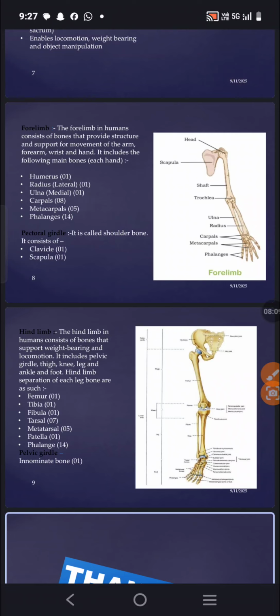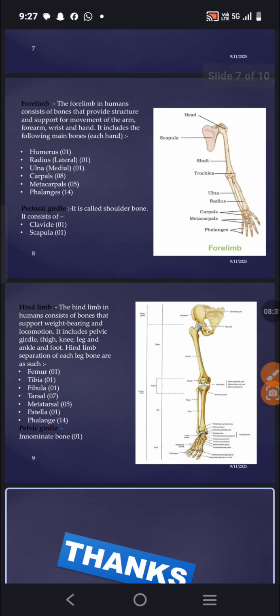Similarly, the hind limbs. The hind limb in humans consists of bones that support weight bearing and locomotion. It includes the pelvic girdle, thigh, knee, leg, ankle, and foot. The separation of each bone is as follows. The bones are femur, tibia, fibula, tarsals, metatarsals, patella, and phalanges.